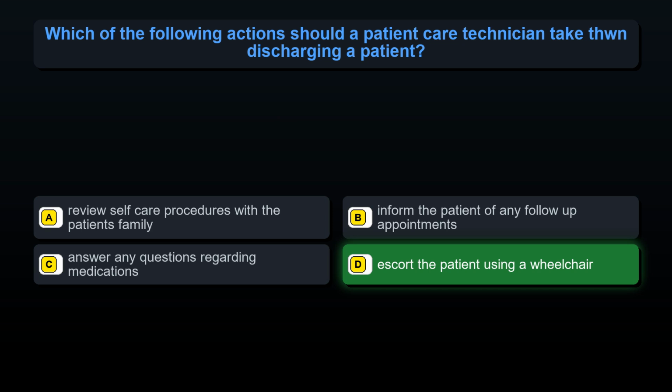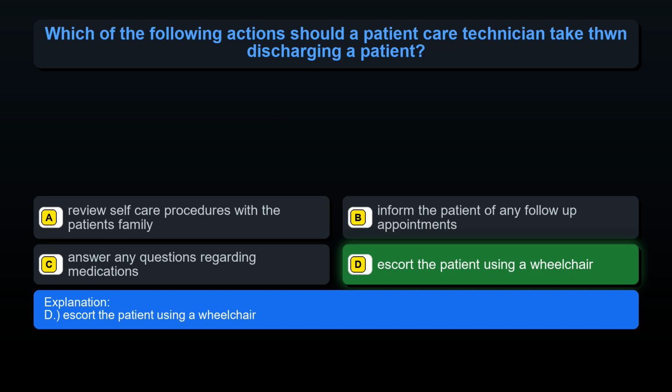The correct answer is option D. Escort the patient using a wheelchair.